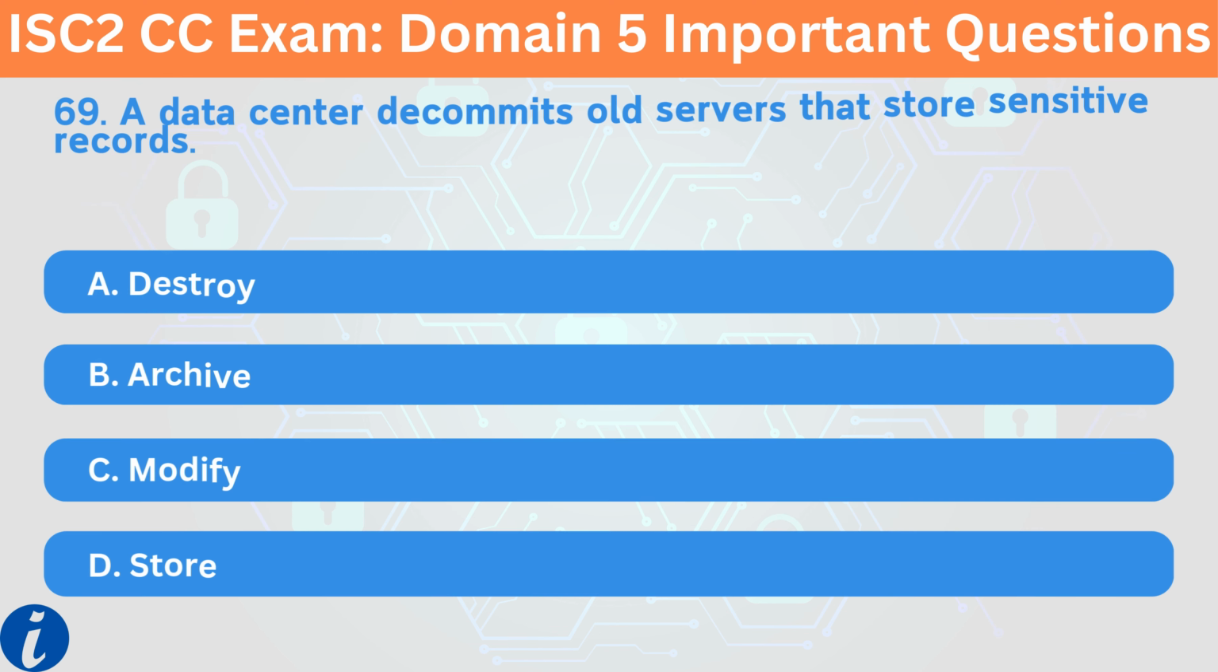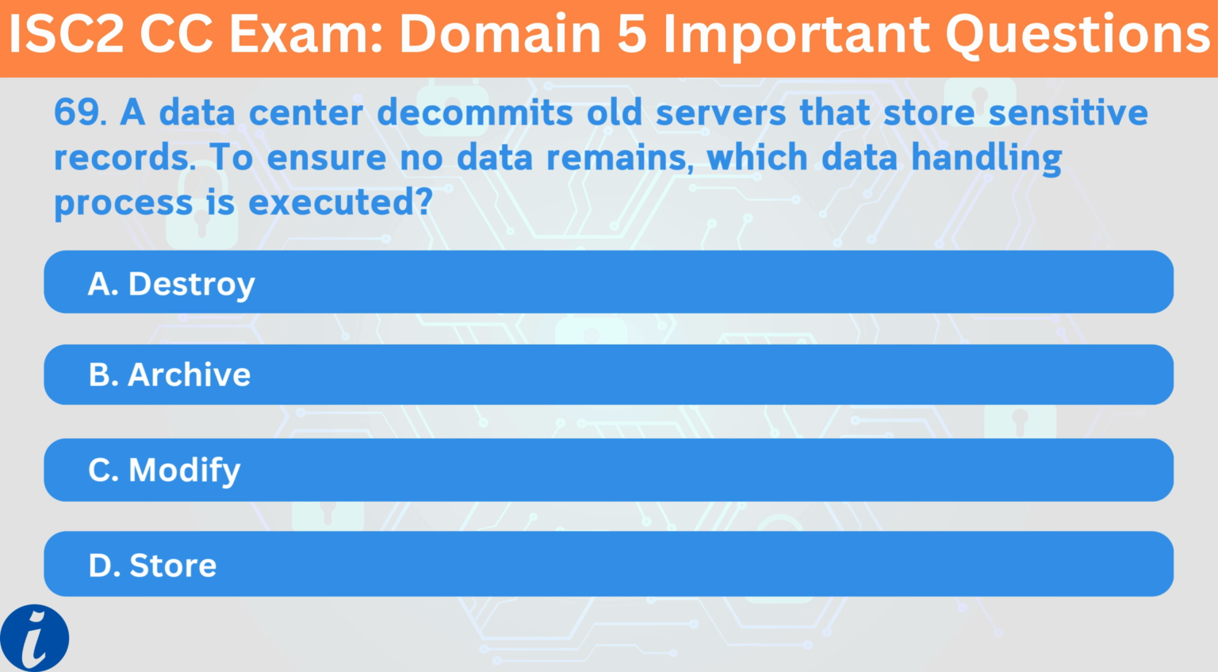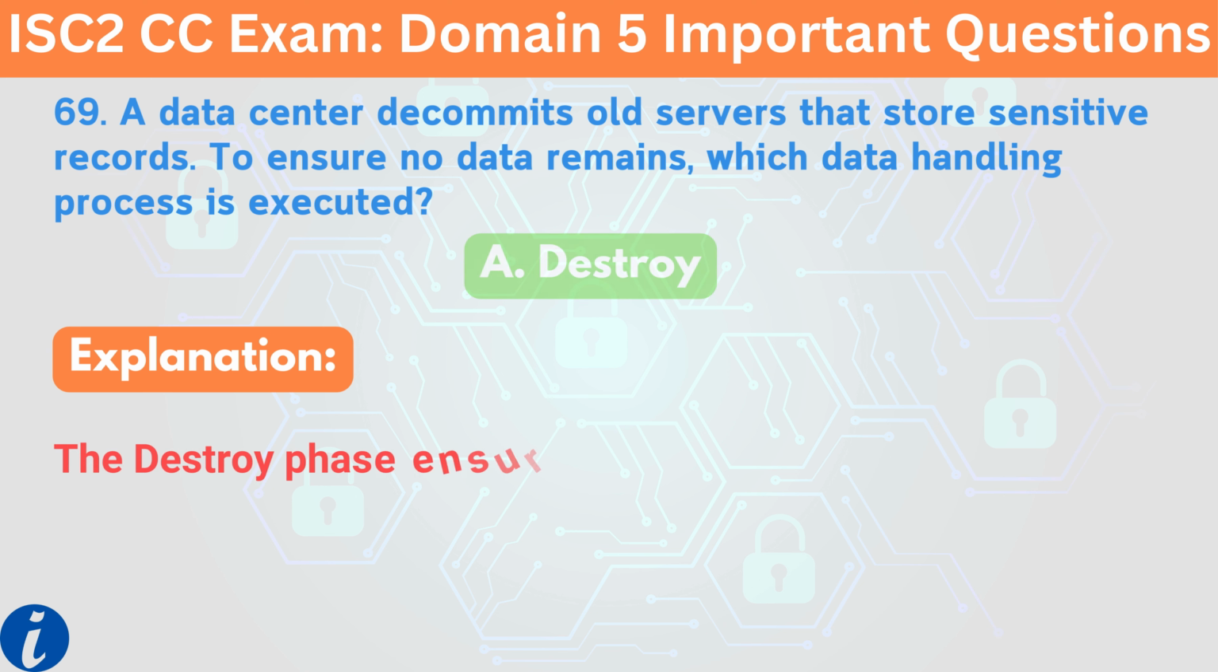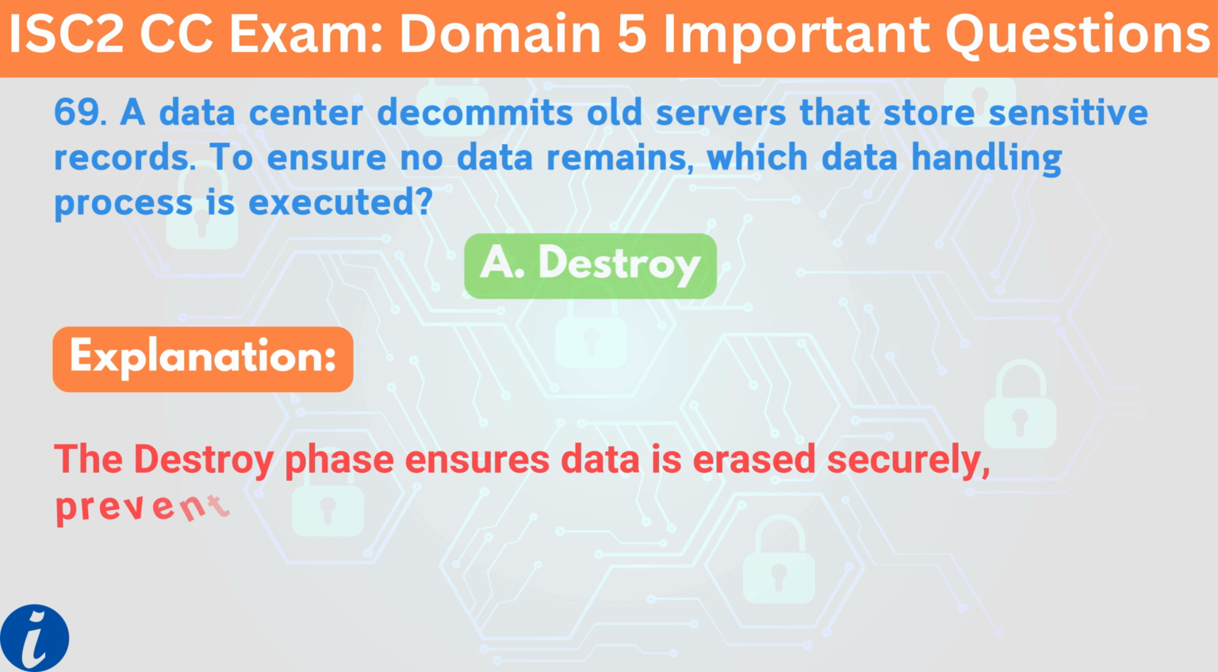69. A data center decommissions old servers that store sensitive records. To ensure no data remains, which data handling process is executed? A. Destroy. B. Archive. C. Modify. D. Store. The correct answer is A. Destroy. Explanation. The destroy phase ensures data is erased securely, preventing unauthorized access.